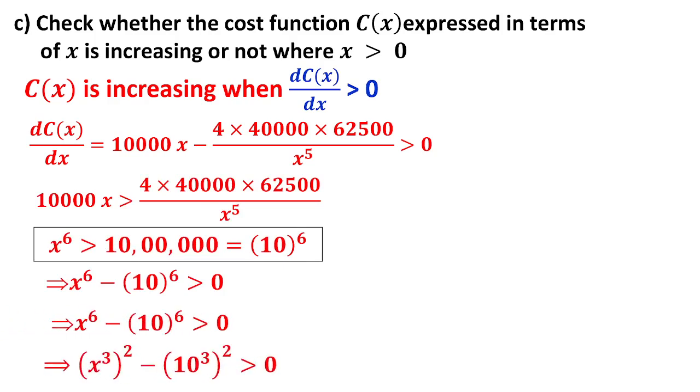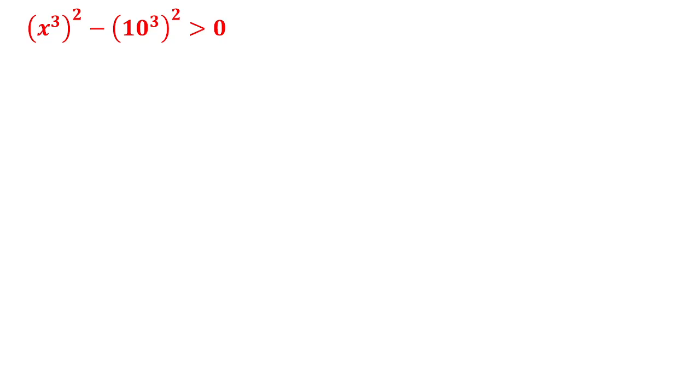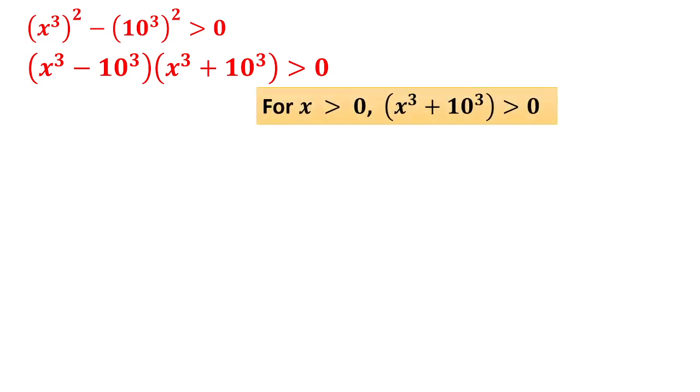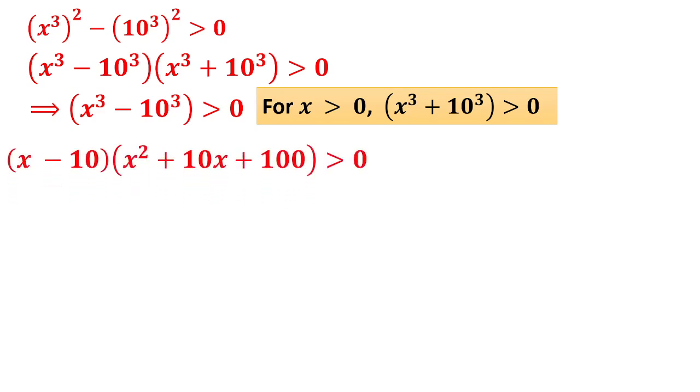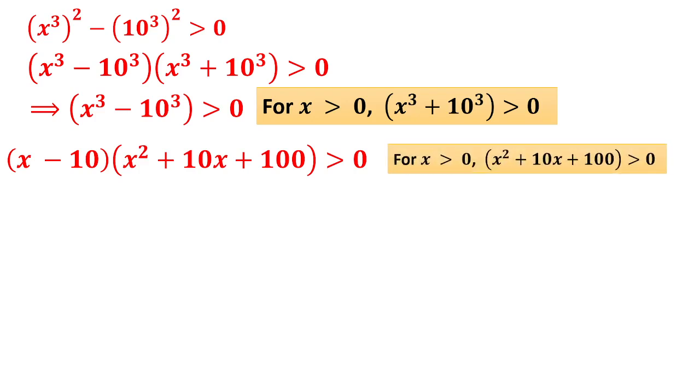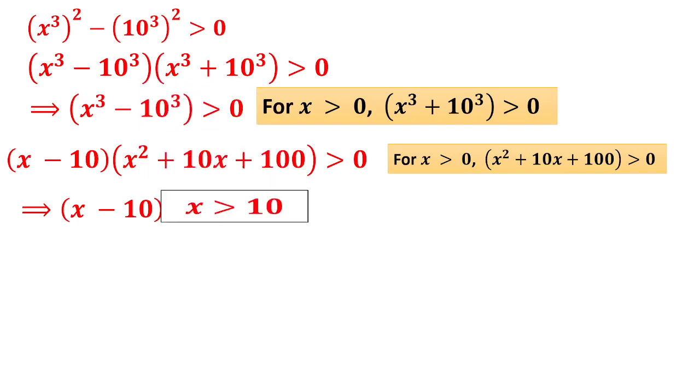Now I am factorizing it. It is x cube the whole square minus 10 cube the whole square greater than 0. Using the formula a square minus b square equals a minus b into a plus b. Once again, x cube plus 10 cube is always greater than 0. No need to check it. Therefore, x cube minus 10 cube only is greater than 0. Once again, you use the formula a cube minus b cube equals a minus b into a square plus ab plus b square. Once again, x square plus 10x plus 100 is greater than 0. Therefore, ultimately, x is greater than 10.